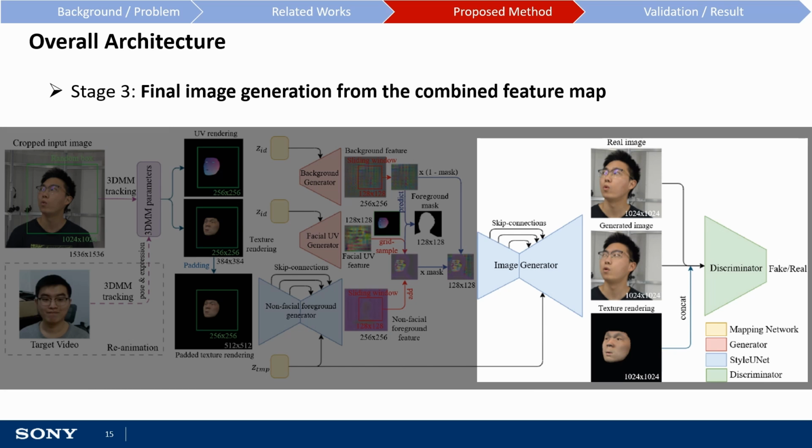Finally, another style unit is used to generate images from the combined feature maps, and a StyleGAN discriminator is introduced for adversarial learning. Note that only two style units are computed in the inference stage, and the reanimation is achieved by replacing the input expression and pose parameters from another video.